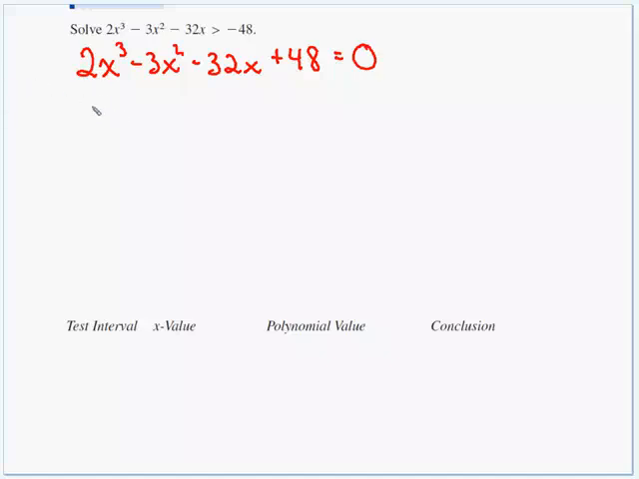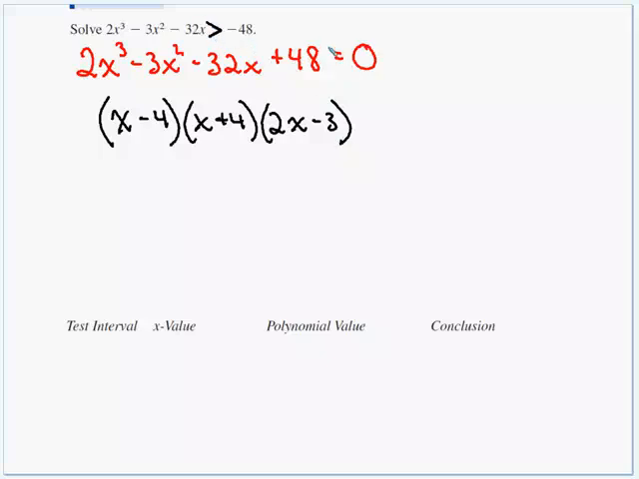And if you do that, we're going to get three factors. First one is x minus 4, and then we get x plus 4. And our last one is 2x minus 3. That would be the tough one to find on our own. And we have greater than, I should have had a greater than sign there, greater than 0.